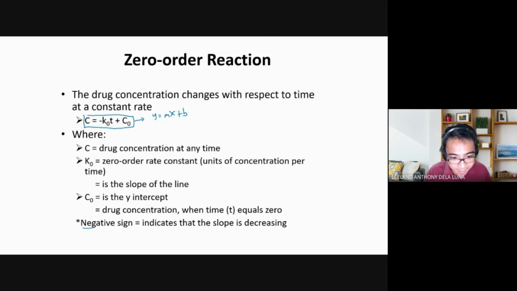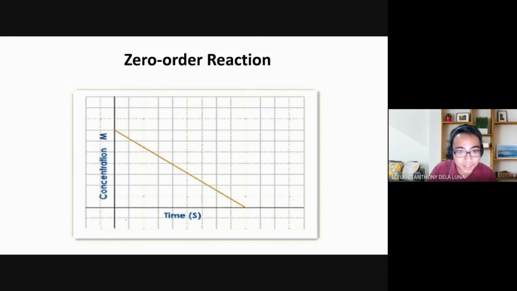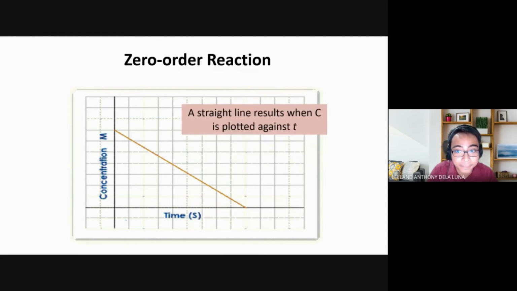The negative sign there indicates that the slope is decreasing. Okay, it goes downward. To indicate the elimination rate constant, or that the drug is being eliminated. So, are we clear? Are we good? Any questions so far? Okay? So, that is the formula for zero-order process. Now, sir, what about first-order process? Okay? So, anyway, that is the zero-order reaction. A straight line in a cross-sectional graphing paper.